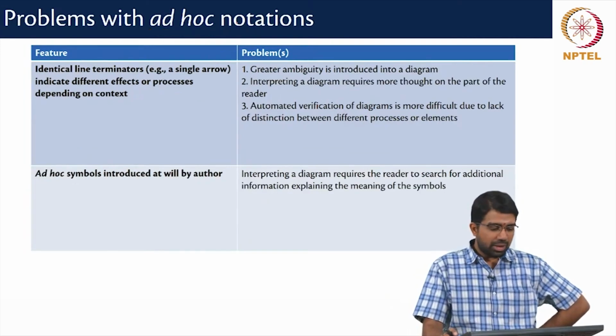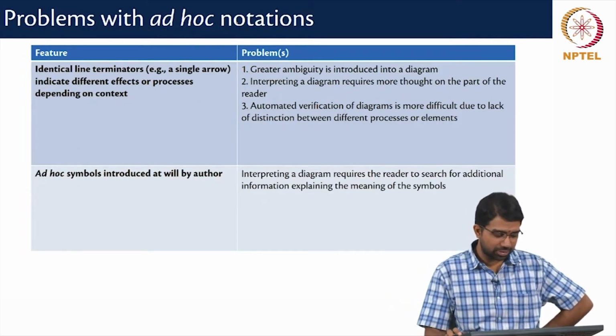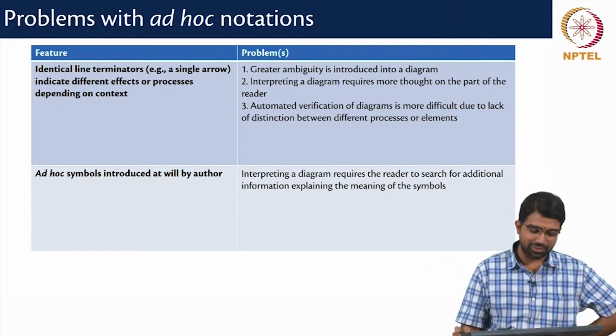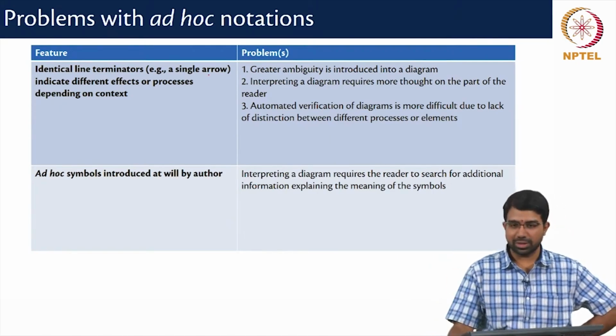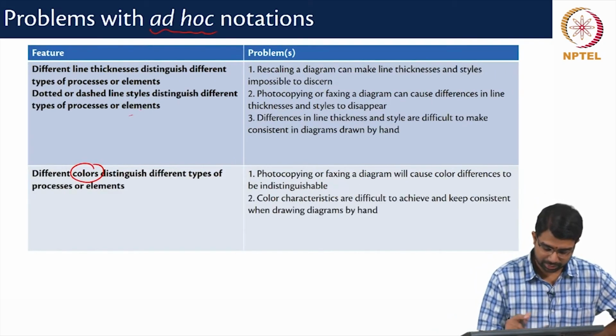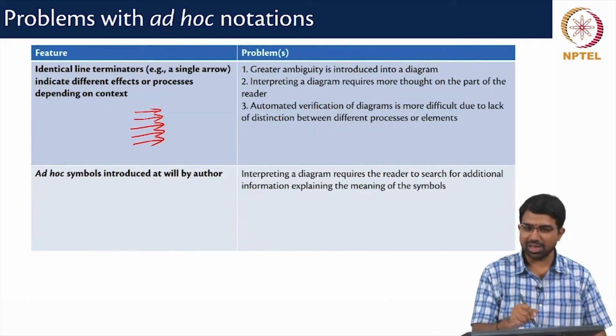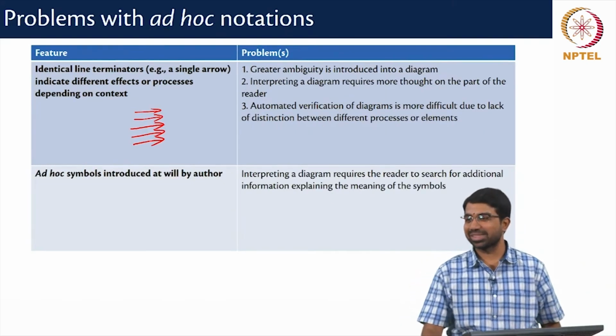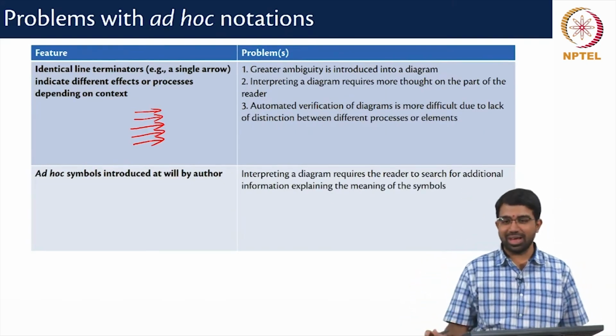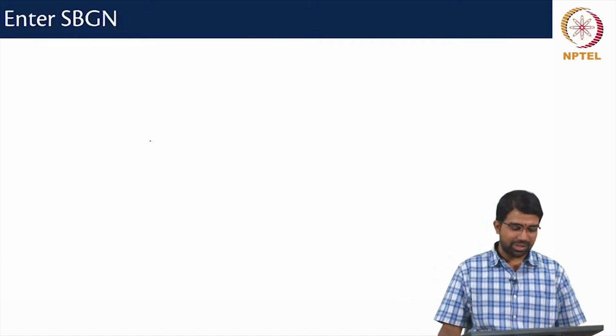There are some more issues, in fact ad hoc symbols introduced at will by an author, and identical line terminators which could mean different things. We just saw, right, all these arrows mean different things depending upon where they are used. They all look the same, but they all have a different meaning depending upon where they are used.